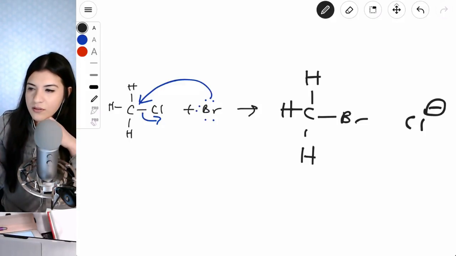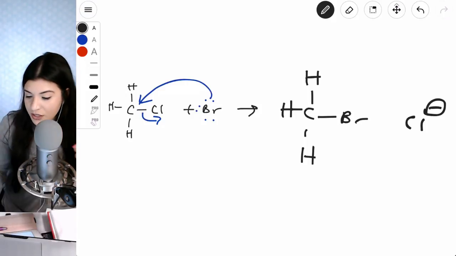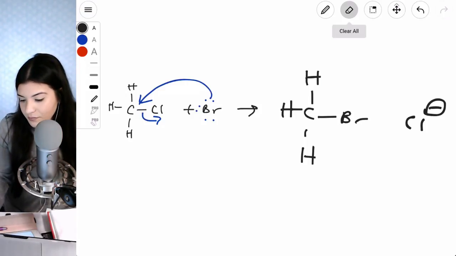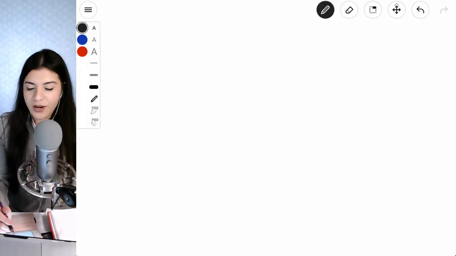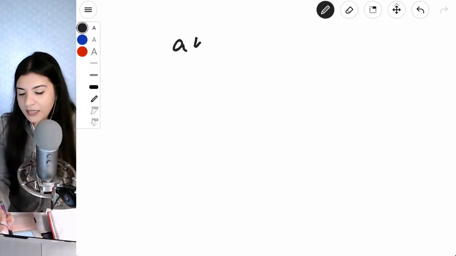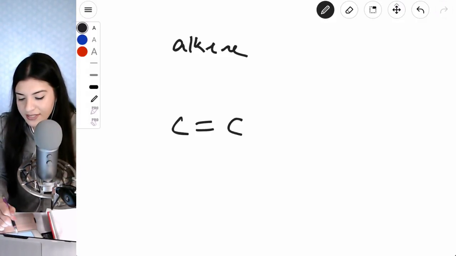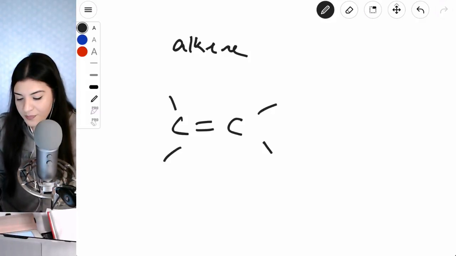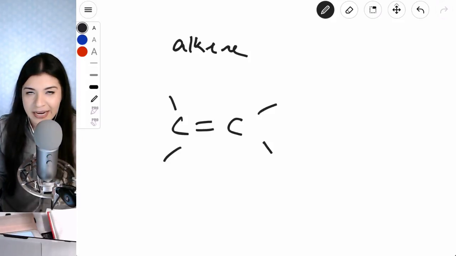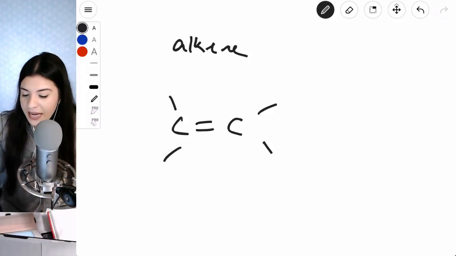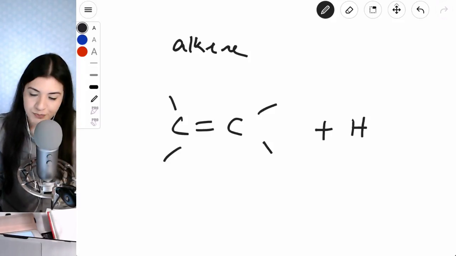And then what else? You asked for addition? Yeah. Let's say we had an alkene. I hope you guys went over that already. An alkene is really just talking about a double bond. Like let's say we had something like this. These are just two different carbons double bonded, and that's what an alkene is. And we added H2.